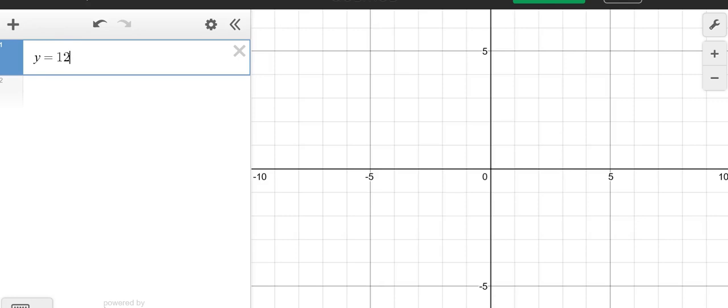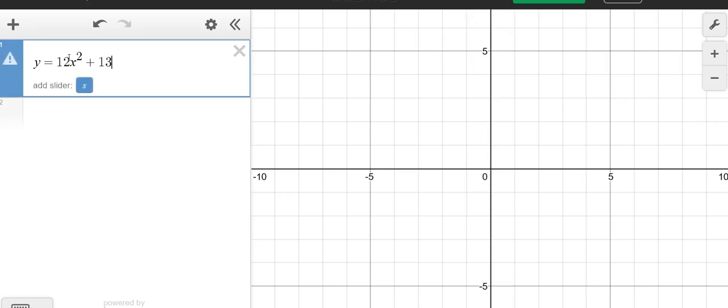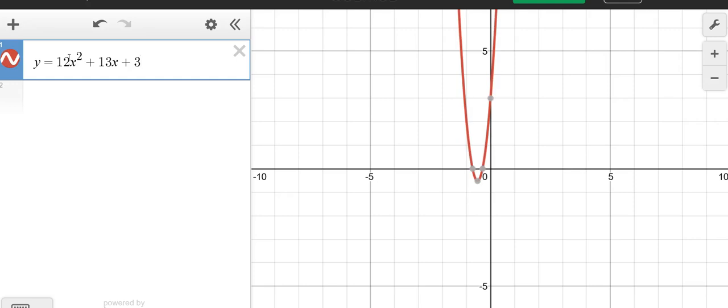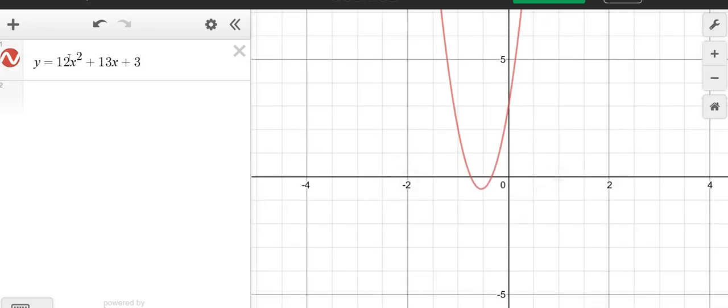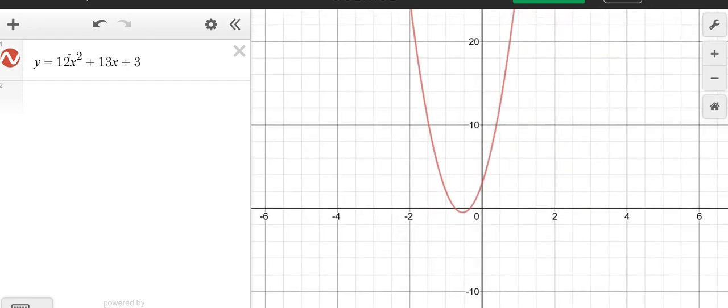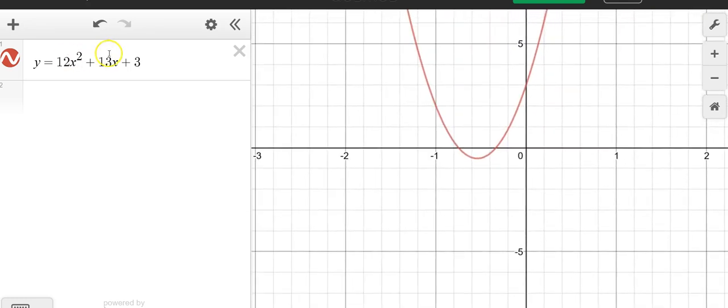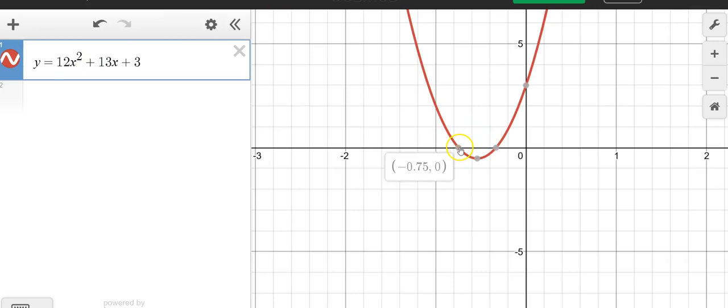Y equals 12x squared plus 13x plus 3. So here's a parabola. It crosses the x-axis, and what we found out and what we would find in class is that it crosses the x-axis in two places, at -1/3 and at -3/4. And I'm really looking for those places.